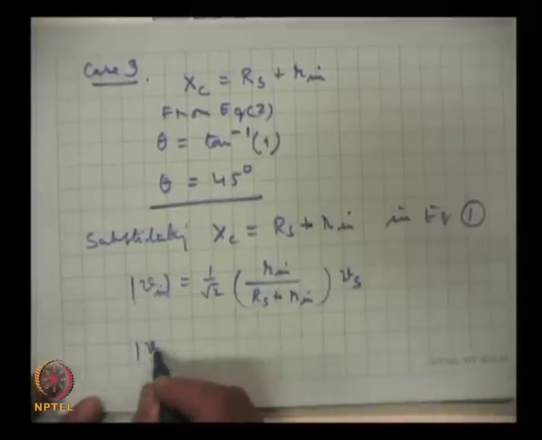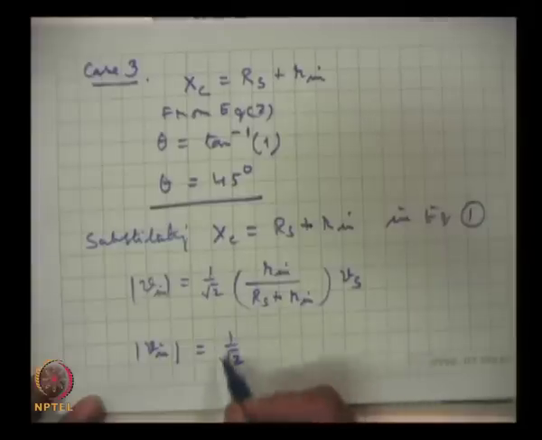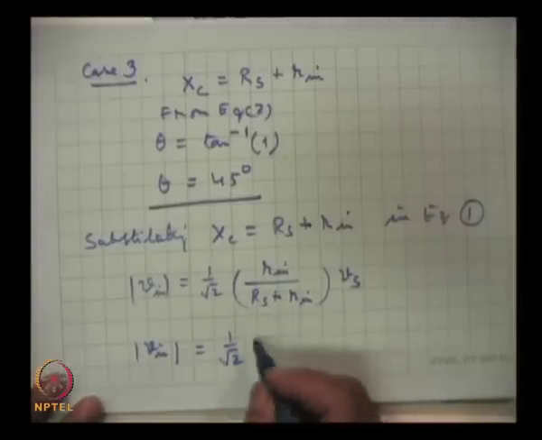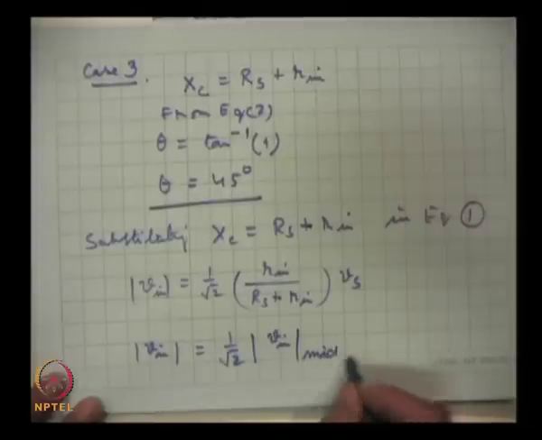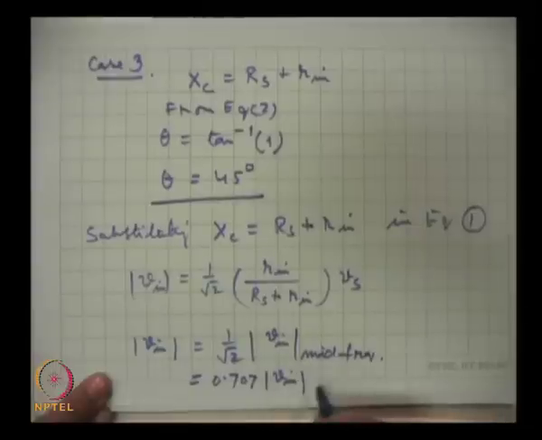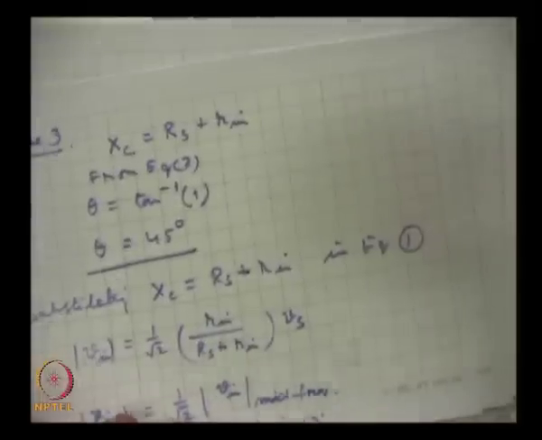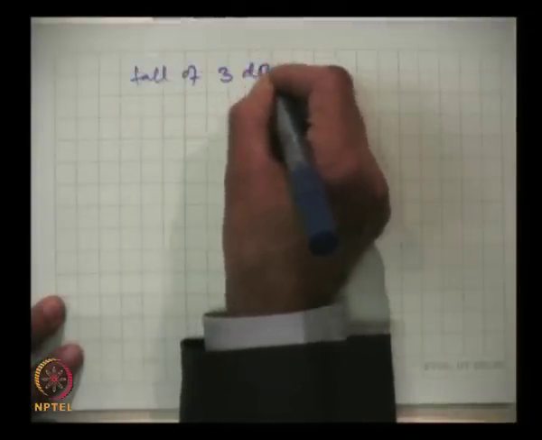So V in is equal to 1 by root 2 of V in at mid band, that is 0.707 of V in at mid band, or simply a fall of 3 dB.